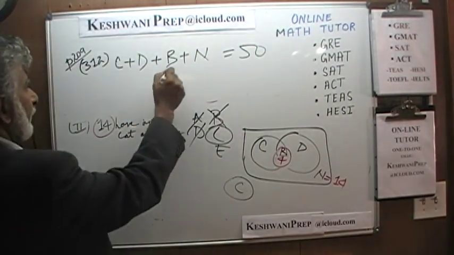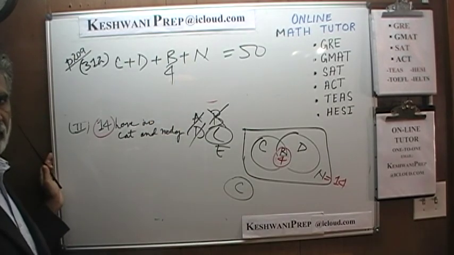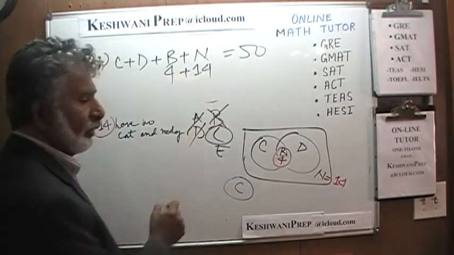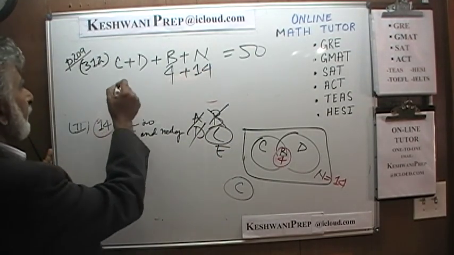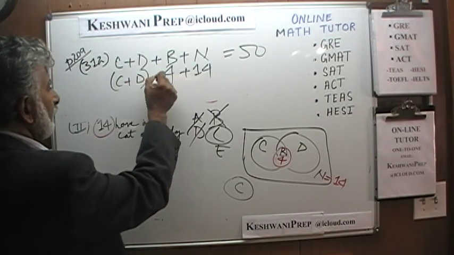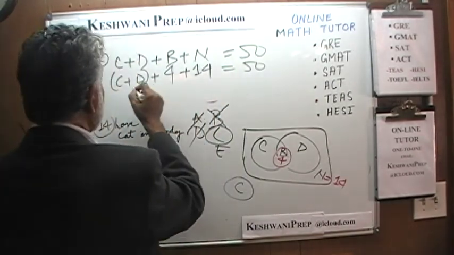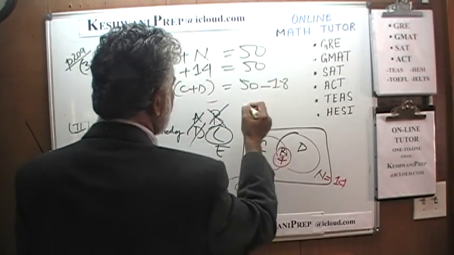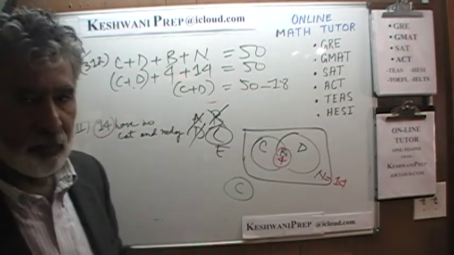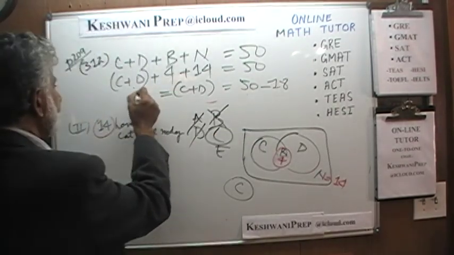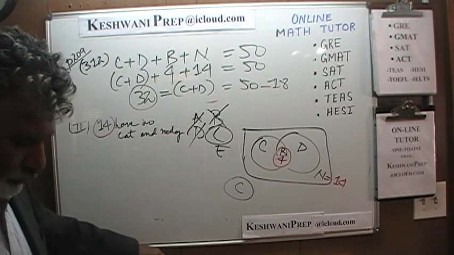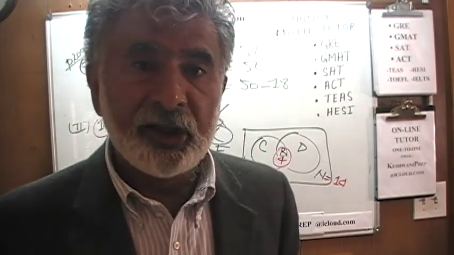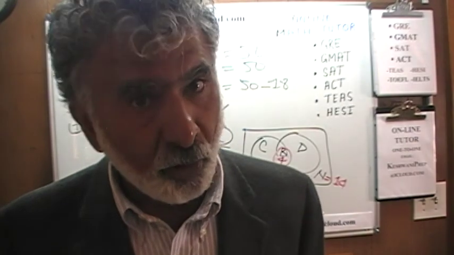We know B is 4; we are told in the first statement. The first statement tells us there are 4 households that have both a cat and a dog. The second statement tells us there are 14 households that have neither. Now we can figure out C plus D. C plus D must equal 50 minus 18. 50 minus 20 would have been 30, so it's 32. Out of these 50 households, 32 of them have either just a cat or just a dog, but not both.